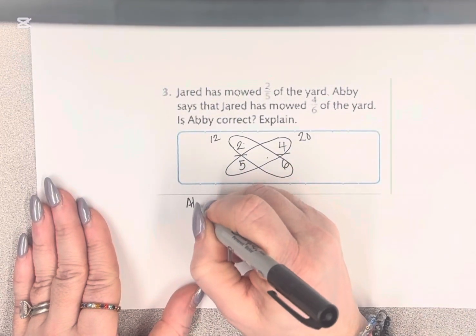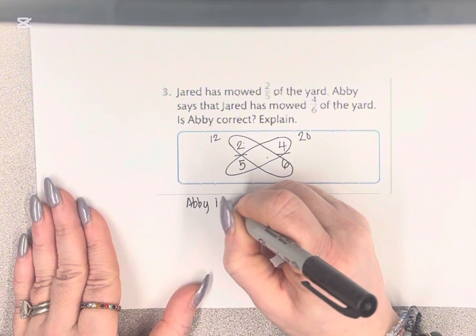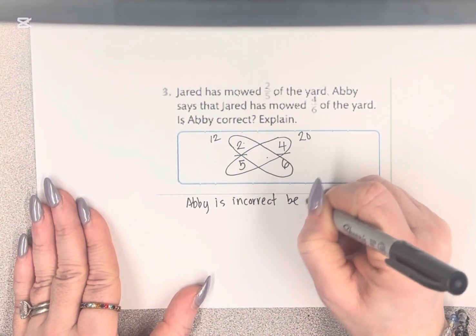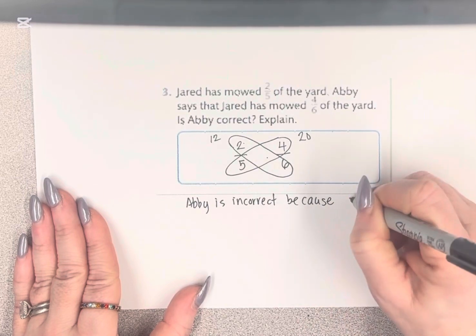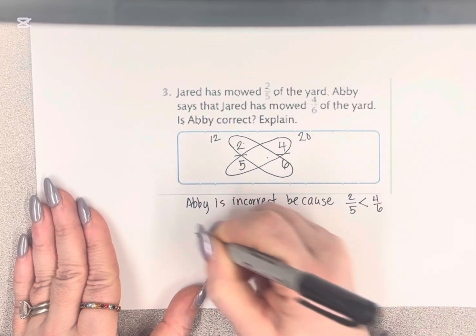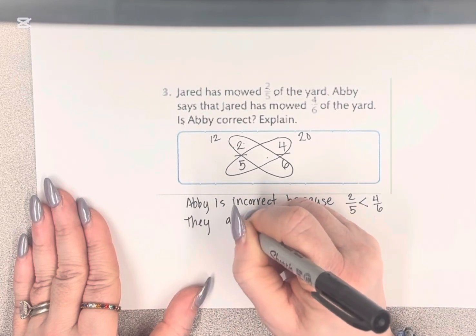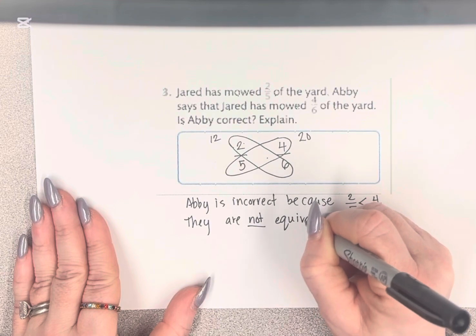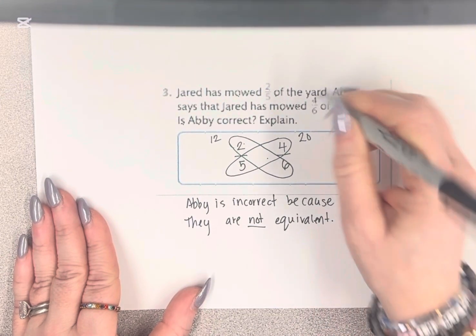So Abby is incorrect. Sorry, Abby, try again. Abby is incorrect because 2/5 is less than 4/6. They are not equivalent or equal. We'll take either, as long as you know your vocabulary.